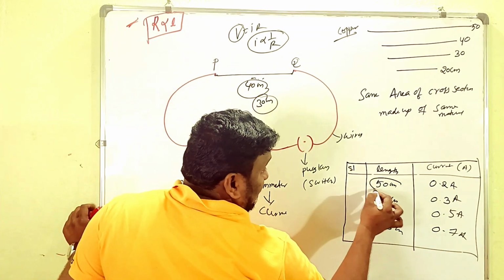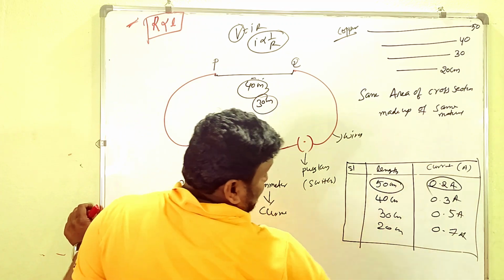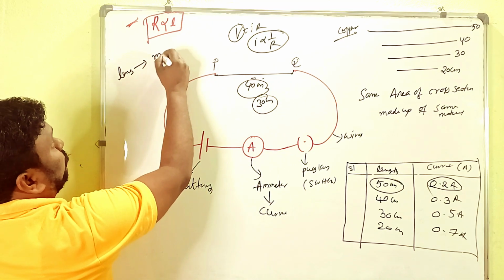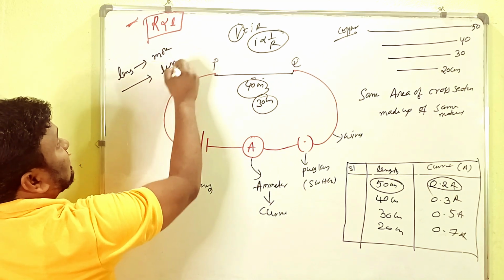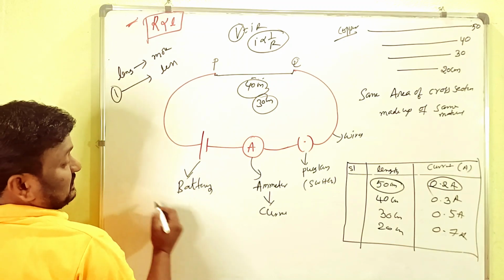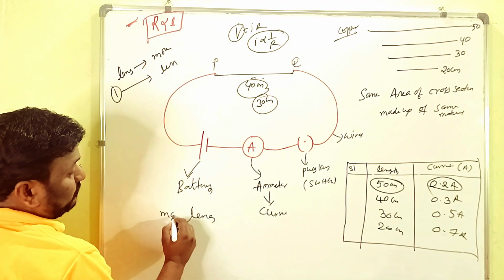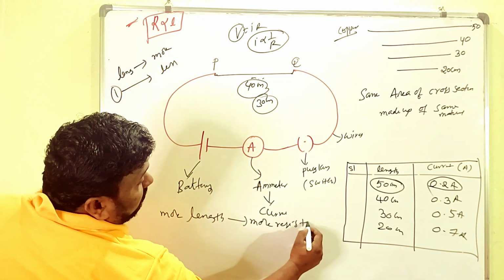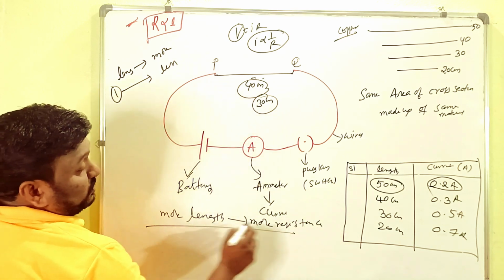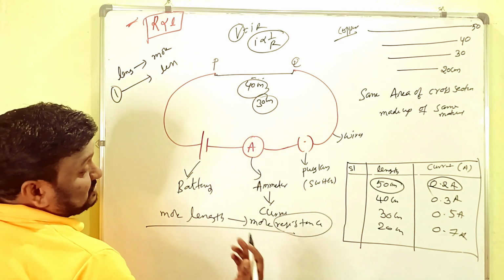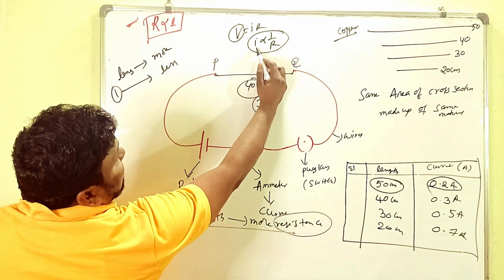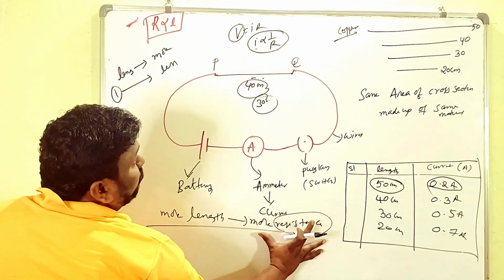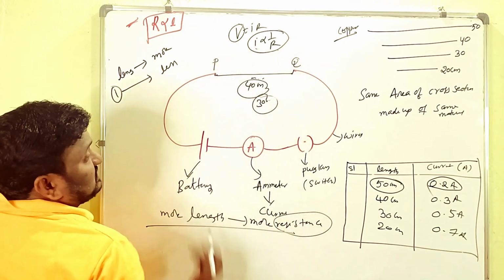So when length is more, we read less current. Why? Because the wire with more length has more resistance. When the length is more, the resistance of the wire or conductor is also more. When resistance is more, current is less. Got it, children? When length is more, resistance is more. When resistance is more, current is less.